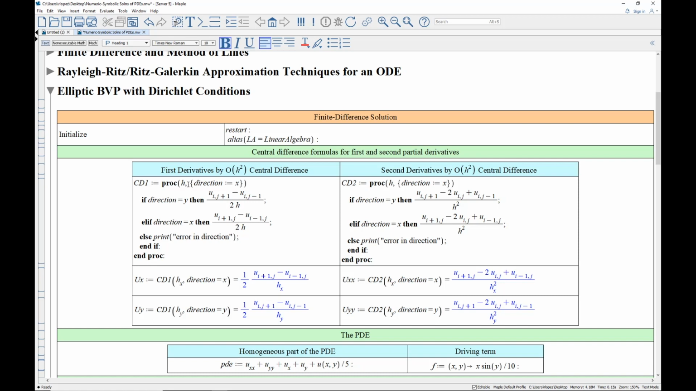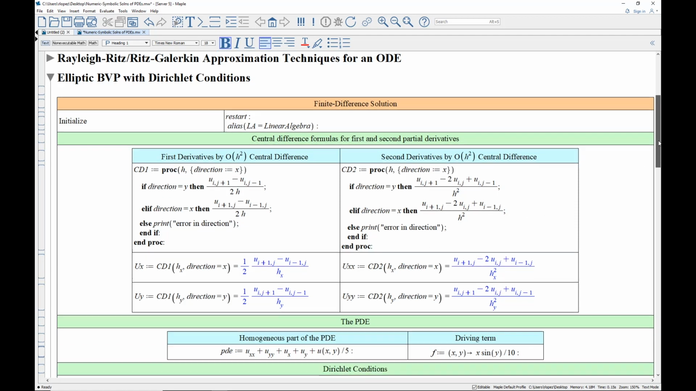It is a little programming trick here that I had never seen before. By including this in the procedure definition, he's able to include in the function call direction equals x or direction equals y, thereby using one call for differencing in either the x direction or the y direction. He did that for both the first and second derivative.